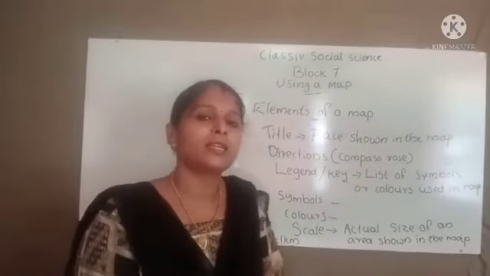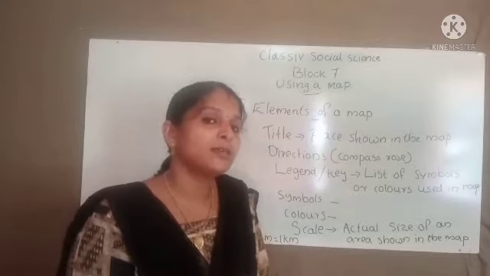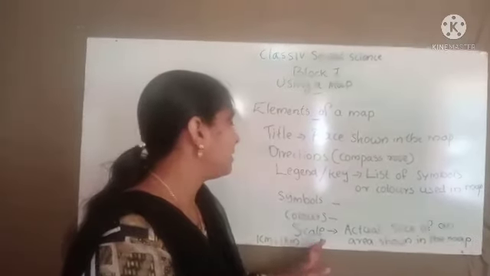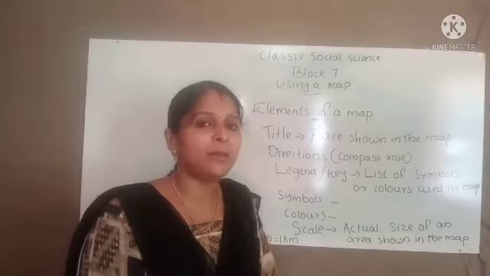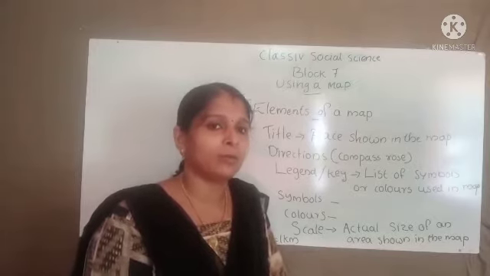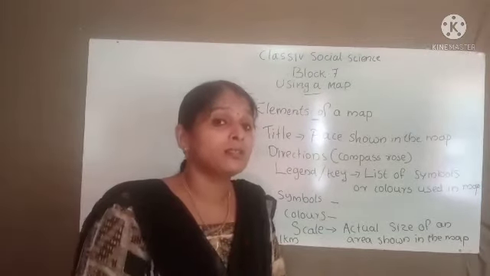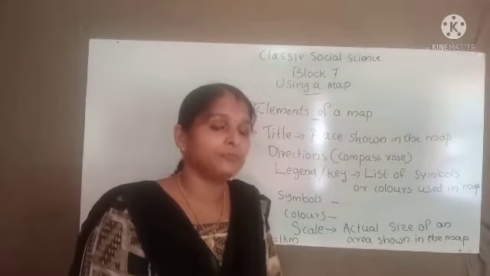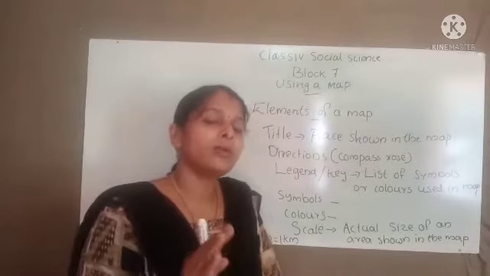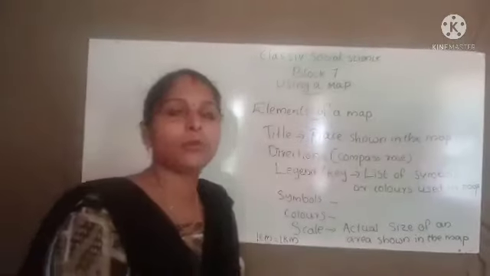Everybody understood. So what are the elements used to make a map? First one, title. Second one, direction. Third one, legend or key. Then symbols, colors and scale. Scale is the actual size of an area shown in the map. How is the scale measured? 1 centimeter is equal to 1 kilometer. Because drawing a map is very difficult, as a large area is drawn on a sheet of paper, the size of the area should be reduced. So 1 centimeter is equal to 1 kilometer. This is the way the measurement is taken by the people who make the map.